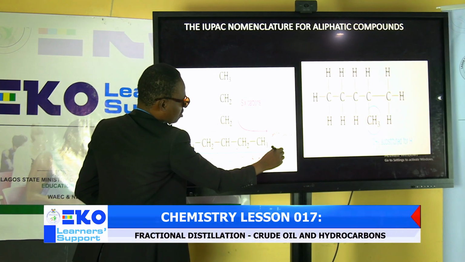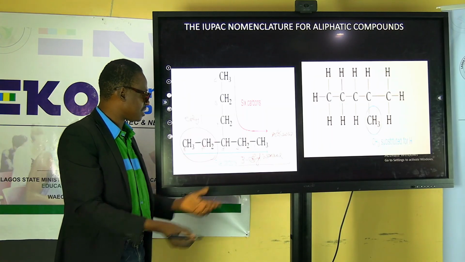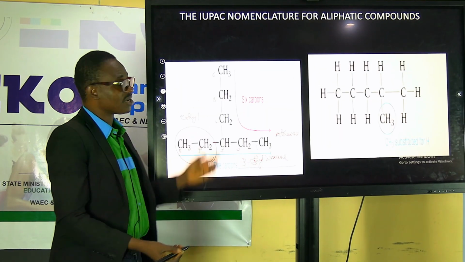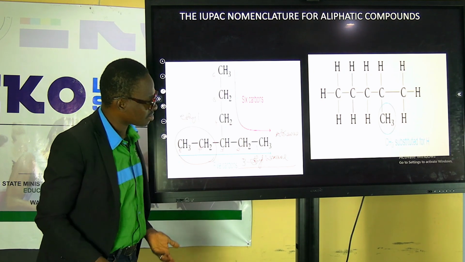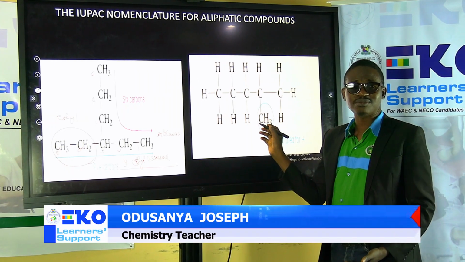So it becomes hexane. So simple. 3-ethyl. Why is it 3? Because this attachment is on carbon 3. Why is it hexane? Because it has 6 carbon what? Atoms. Good. So coming down here, the same scenario, you have to name the compound.